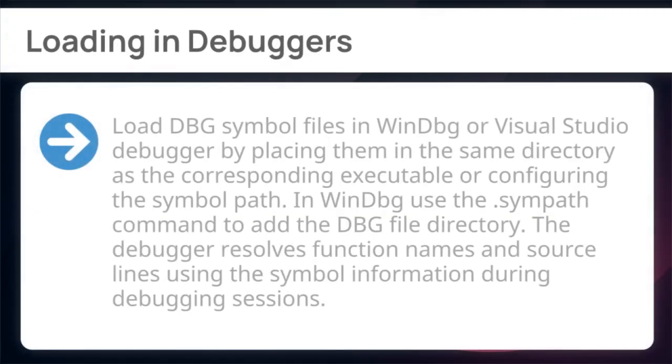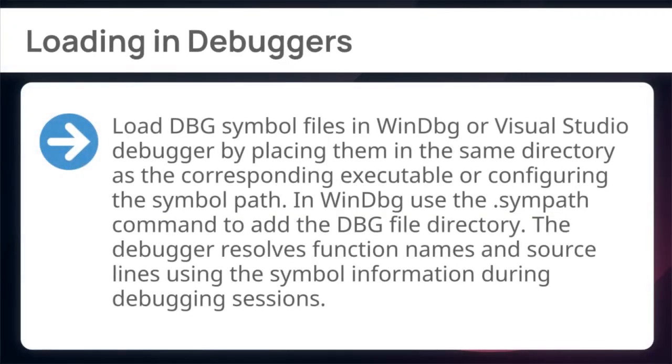First, loading in debuggers. Load DBG symbol files in WinDBG or Visual Studio Debugger by placing them in the same directory as the corresponding executable or configuring the symbol path. In WinDBG, use the .sympath command to add the DBG file directory. The debugger resolves function names and source lines using the symbol information during debugging sessions.